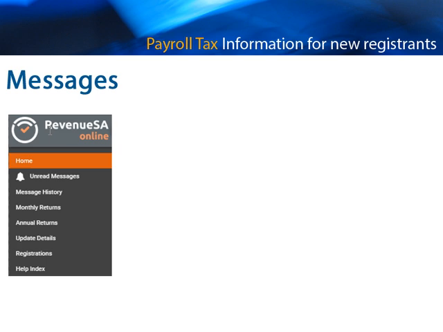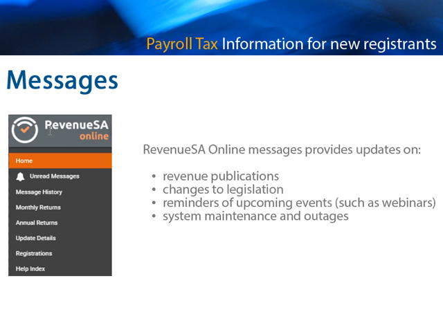Another thing to note when using RevenueSA Online is the Messages function. RevenueSA Online Messages provides updates on revenue publications, changes to legislation, reminders of upcoming events such as webinars, and also system maintenance and outages. The bell indicates you have unread messages. Click on the link to view your messages.